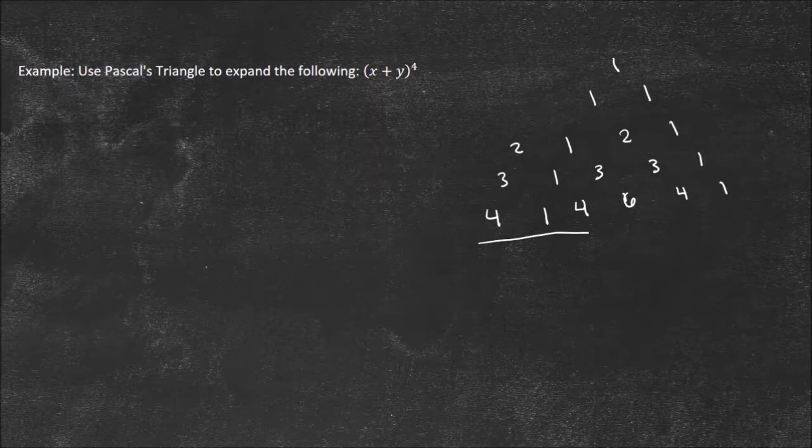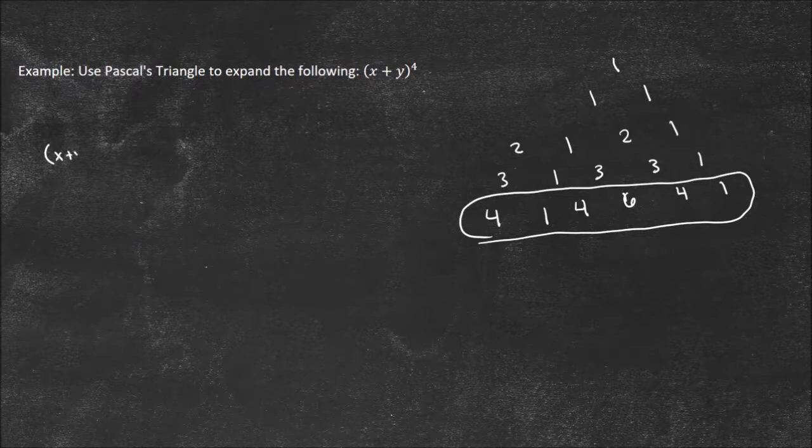This is going to be my important row. These are going to be my binomial coefficients for this example. So x plus y to the 4th equals, well, my first coefficient, this means kind of the power, it's not part of the triangle.